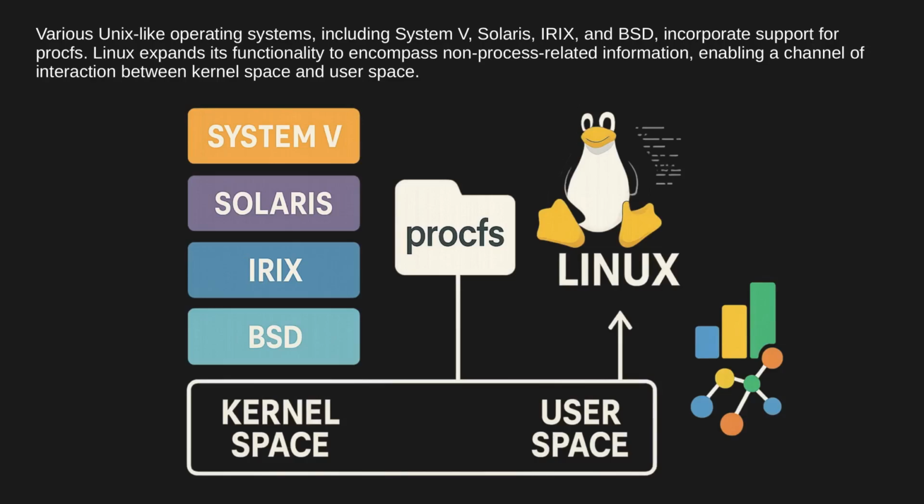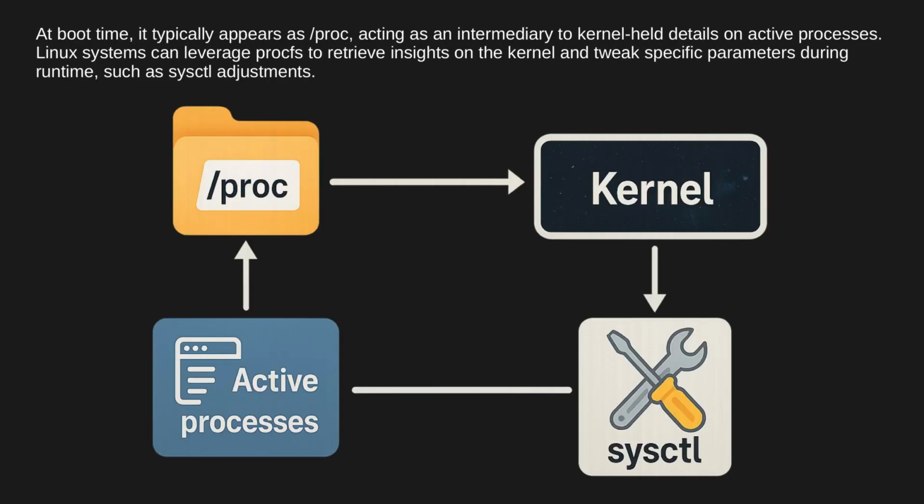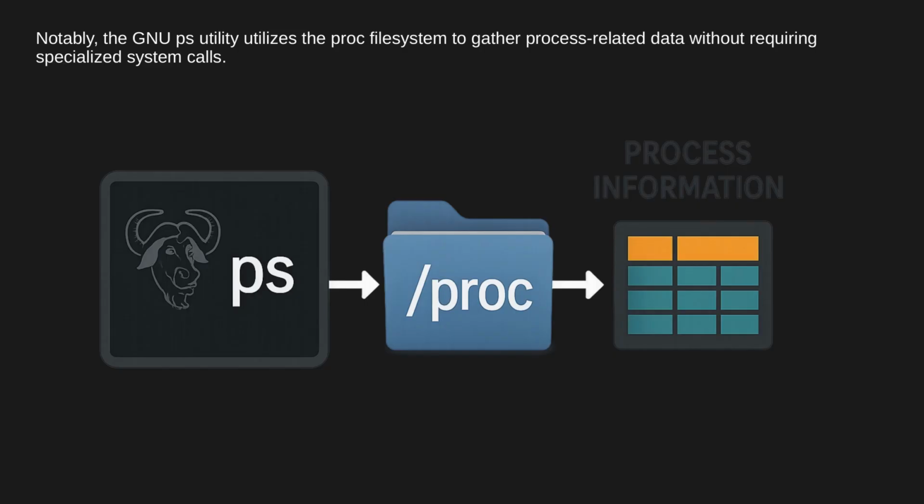Various Unix-like operating systems, including System V, Solaris, IRIX, and BSD, incorporate support for procfs. Linux expands its functionality to encompass non-process-related information, enabling a channel of interaction between user space and kernel space. At boot time, it typically appears as /proc, acting as an intermediary to kernel-held details on active processes. Linux systems can leverage procfs to retrieve insights on the kernel and tweak specific parameters during runtime, such as sysctl adjustment. Notably, the GNU ps utility utilizes the proc file system to gather process-related data without requiring specialized system calls.